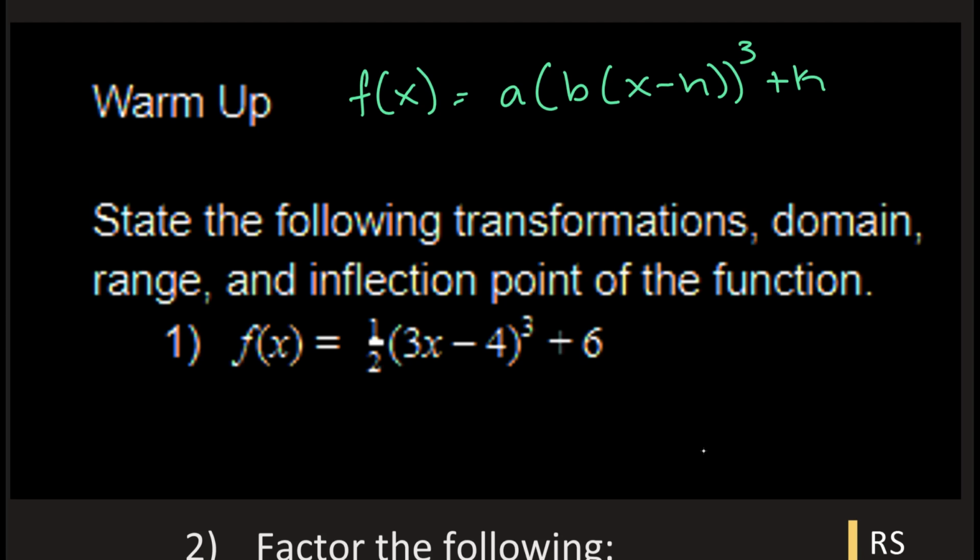If the b is not outside, it means that we don't have our true movement left and right. So the b not being outside means that this movement to the right is not 4. We need to pull the b out. Pull the 3 out. So this becomes 1/2 parenthesis 3 parenthesis x minus 4/3. You're dividing a 3 out.